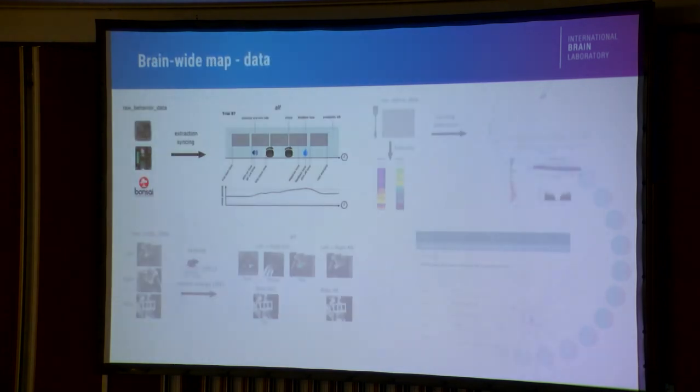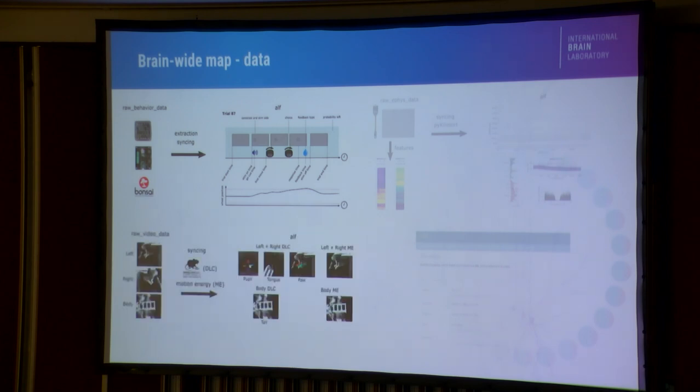Throughout this task, we record different kinds of data. The first kind are behavioral data. For example, the time at which the stimulus appears on the screen, or the kind of feedback that the mouse received. And we also record the wheel motion continuously throughout the whole session.